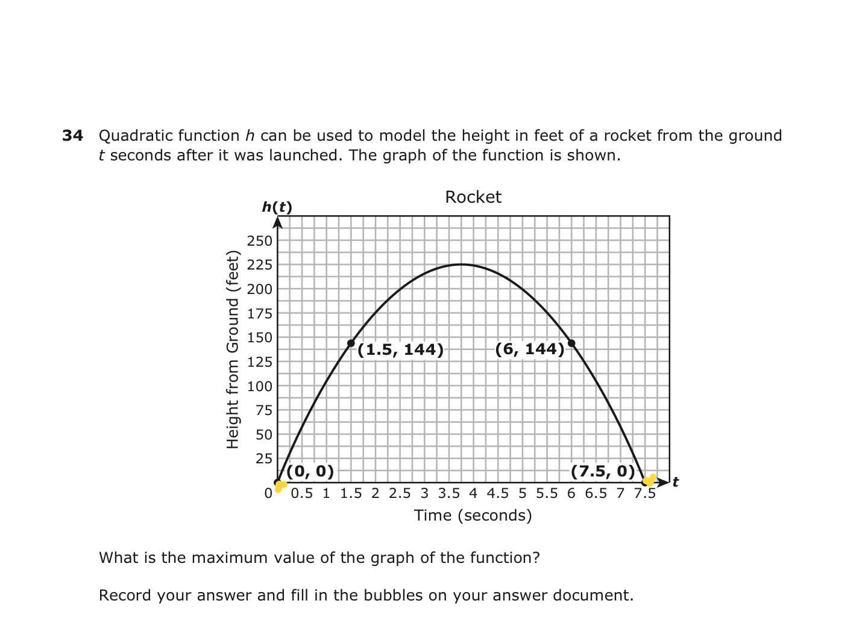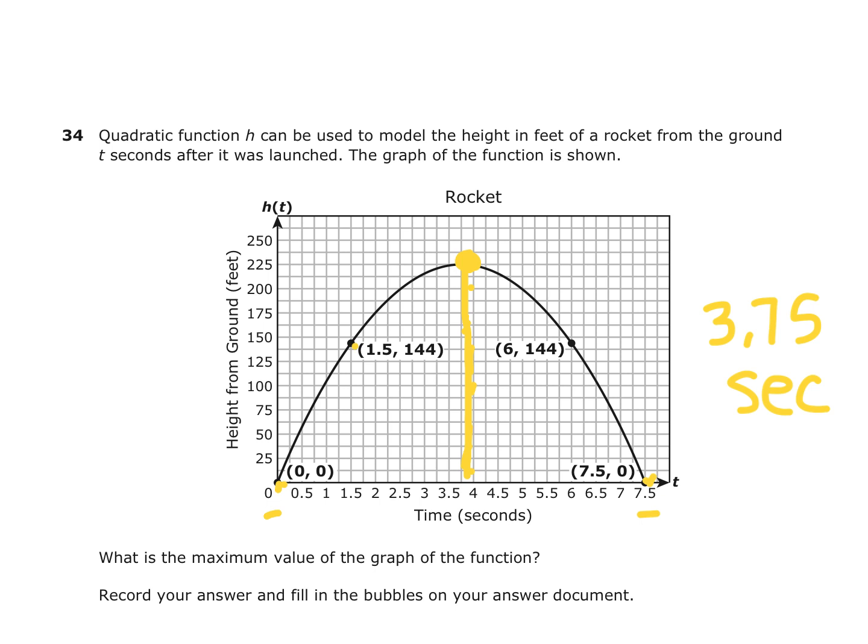Notice that at 1.5 seconds, it's traveled 144 feet. And also at 6 seconds. So right down the middle is a line of symmetry right here. If they were asking at what time does it hit the maximum, it's going to be the average of 0 and 7.5. 7.5 divided by 2, it's going to take 3.75 seconds to hit the maximum value up here, the peak, which is like the vertex.